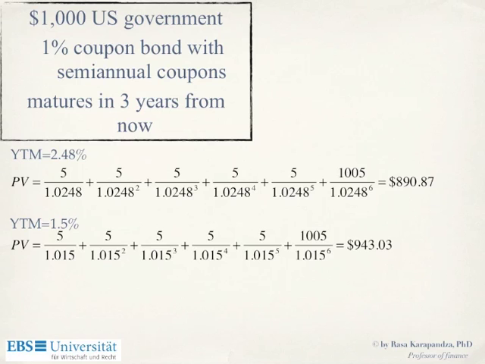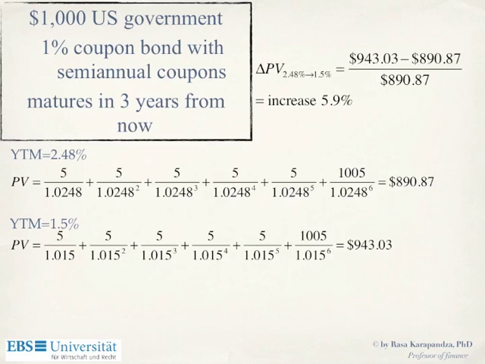Okay, so in this case, by how many percent did the price of this bond change? Well, we observed an increase in price of 5.9%. And observe, this is a 4-year bond. This is a 3-year bond. And you know, it's more sensitive to the changes in interest rates than the 4-year bond.